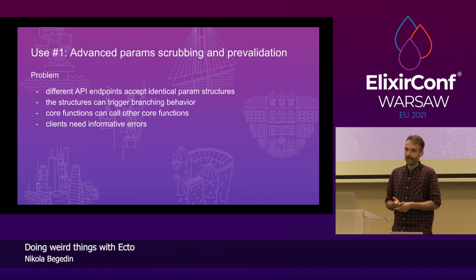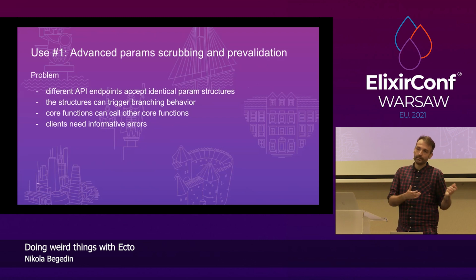So what is the problem? We have a bunch of endpoints that tend to accept the same parameter structures. For example, an index endpoint has a filter key that is a map that has a lot of internal keys. They all work differently. Some are just a simple value. Some are a list of values, so we match anything that matches anything in that list. They could be positive, so anything that matches. Negative, anything that doesn't match. Just a lot of stuff. And this can trigger branching behavior in our core logic. So there's a lot of complexity there.